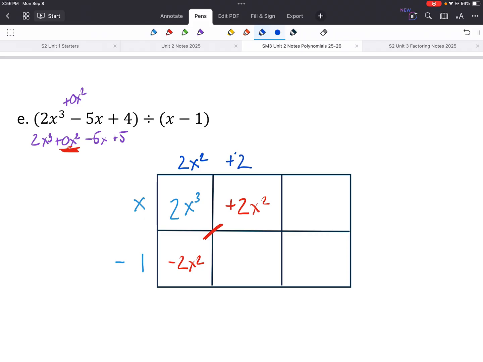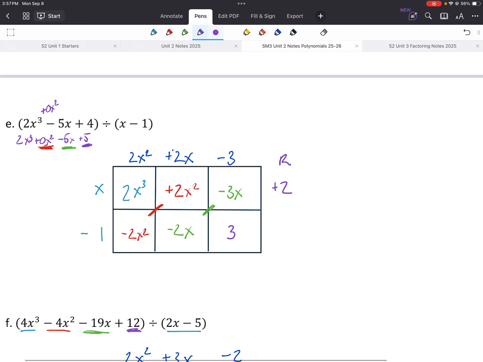So this has to be plus 2x. Go straight down. Negative 2x, but we want it to be negative 5x, so we need to subtract 3x. Those combine to give us the negative 5. And then repeat, minus 3, go straight down, positive 3, but we don't want 3, we want 5. So this has to be plus 2, and that's your remainder.